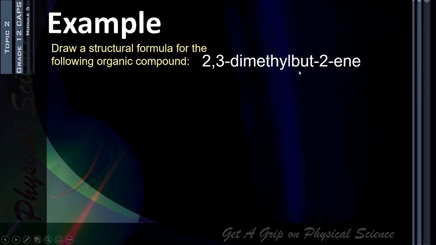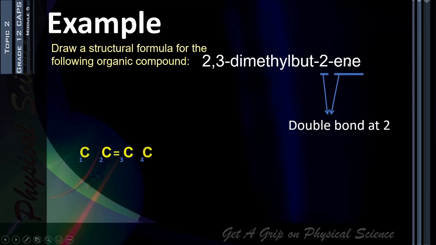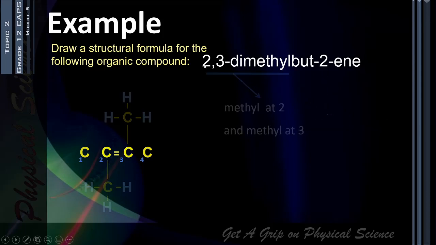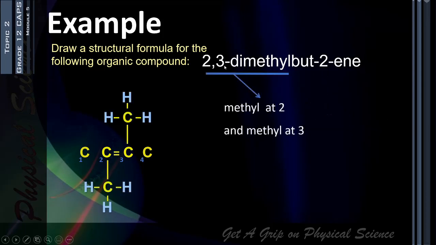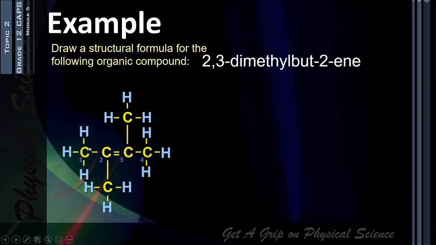Draw a structural formula for 2,3-dimethyl-but-2-ene. The stem name is but, so there are 4 carbons in the longest carbon chain. There's a double bond on the second carbon. There are 2 alkyl groups, both of them are methyls, on carbon number 2 and carbon number 3. And then we complete the molecule with single bonds and hydrogens. So there are 4 bonds on each carbon.